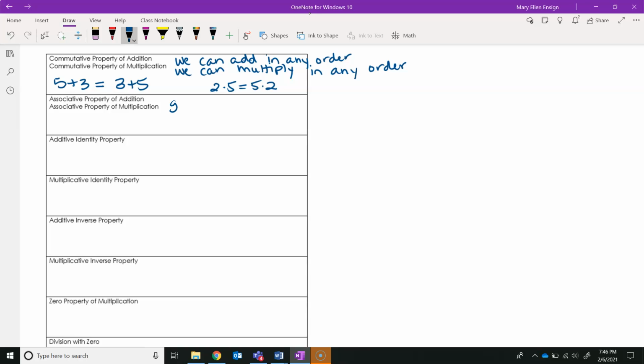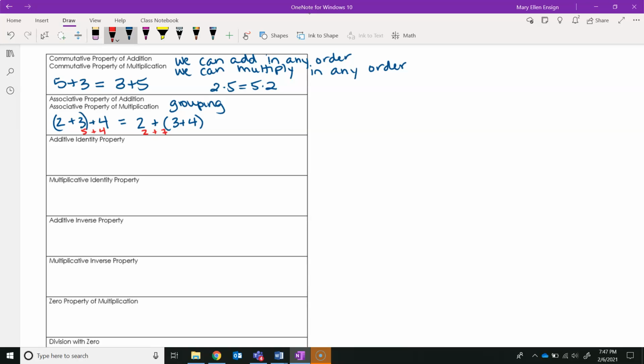Associative property has to do with grouping. Okay, so if I have 2 plus 3 plus 4, and I have this grouped, that means that I do this first. This is actually the same answer as if I had the last ones grouped. 2 plus 3 here is 5, and 5 plus 4 is 9. Over here, 3 plus 4 is 7, 2 plus 7 is also 9. Okay, and that works for multiplication also. Again, if you just have multiplication, that works also.